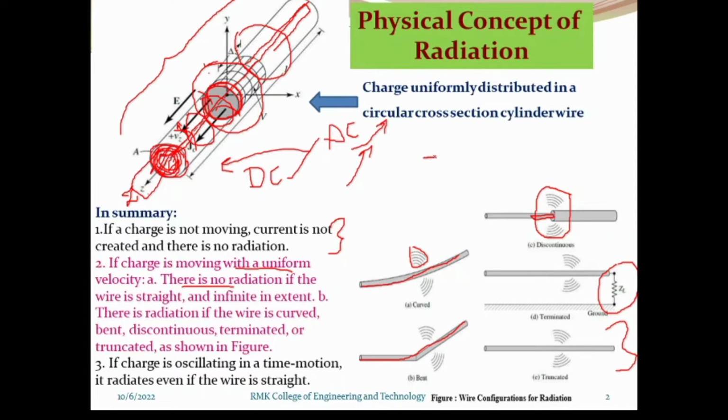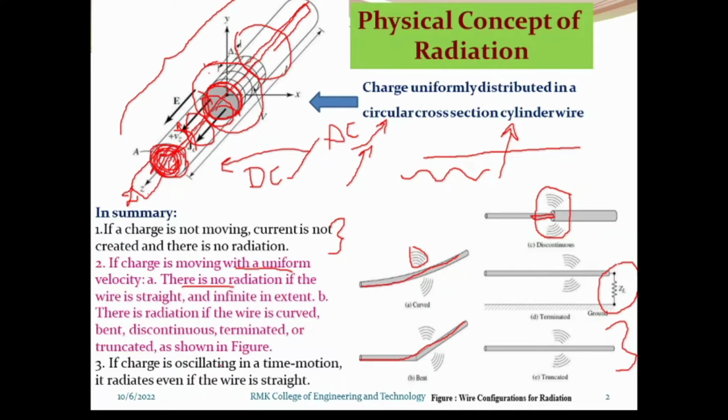If the charge is moving with uniform velocity, that occurs at DC, pure DC, as well as very low AC signal. Instead of that, what will happen? The charge is moving with different velocity. What will happen? Now we can raise the question of radiations, right? The radiation starts occurring, right?